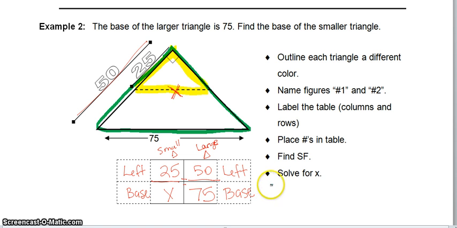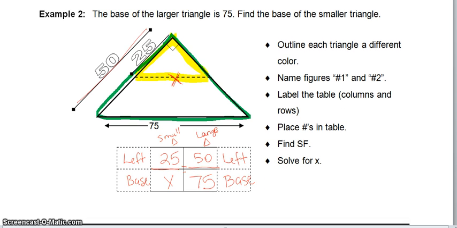Okay. At this point, you're set up with your proportion. You can do your cross products or look for a scale factor. In this case, I think the scale factor would be the way to go. How do you get from 25 to 50? Multiply by 2.